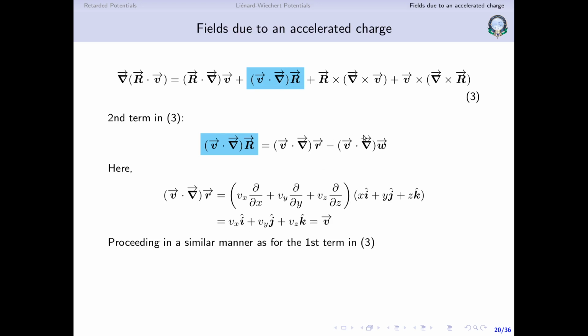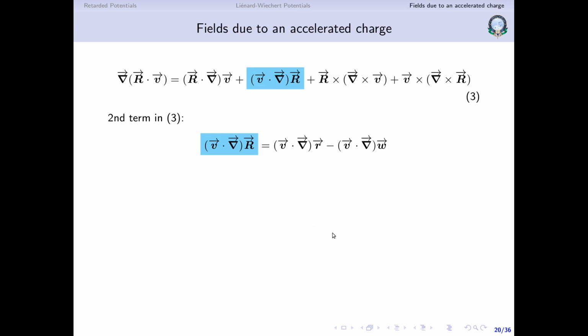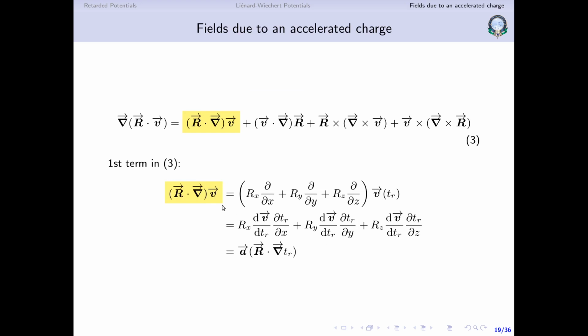Now to obtain the next term, we proceed in a similar manner as in the first term in equation number 3. What does the second term say? It says that V dot del into W. We need to find out V dot del into W. We proceed in the same way as the first term, how we had done here. So what we want is V dot del into W. Here we had R dot del into V. So we proceed in the same way.